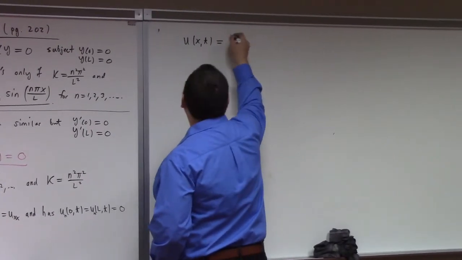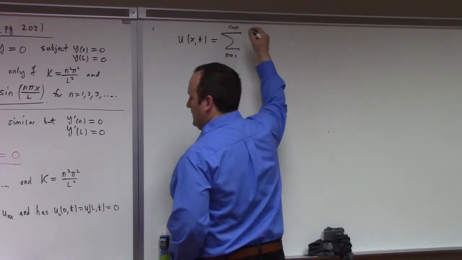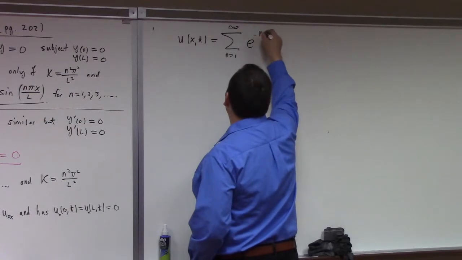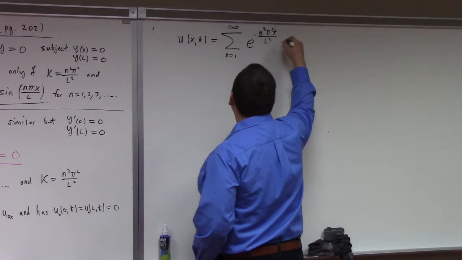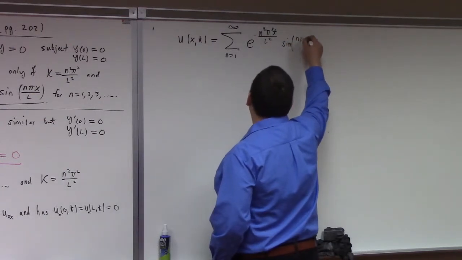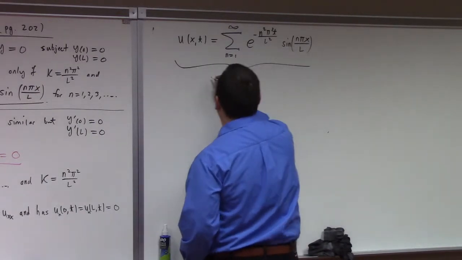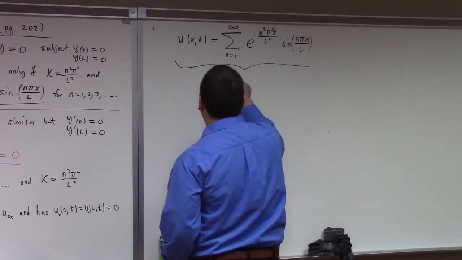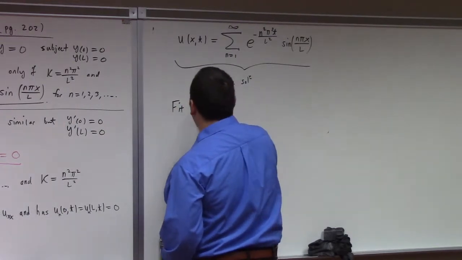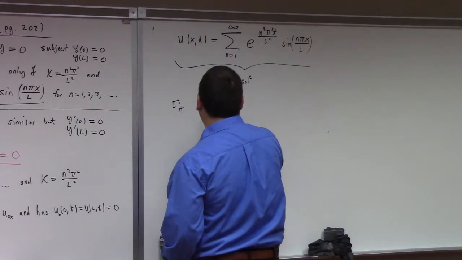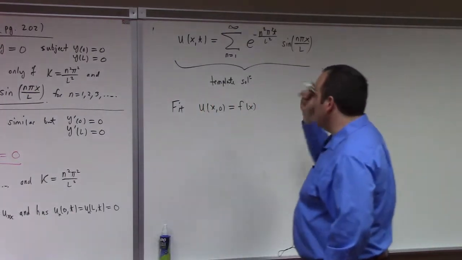So you just form the sum, n equals 1 to infinity, of e to the minus n squared pi squared t over L squared, sine of n pi x over L. So this is sort of our template solution, right? Now you need to fit u of x comma 0 equals f of x to that.